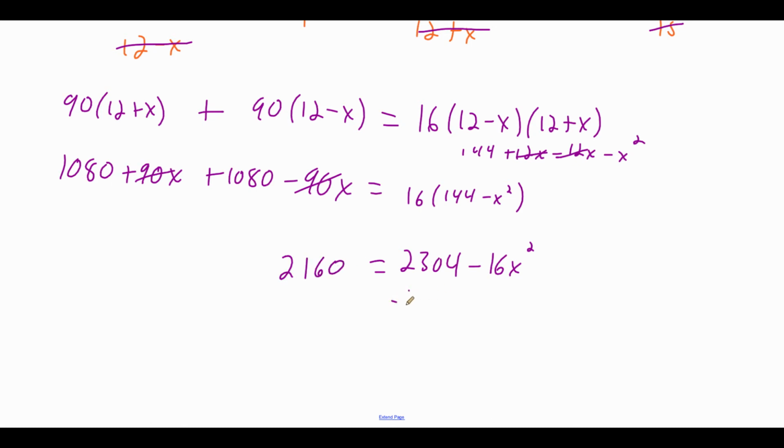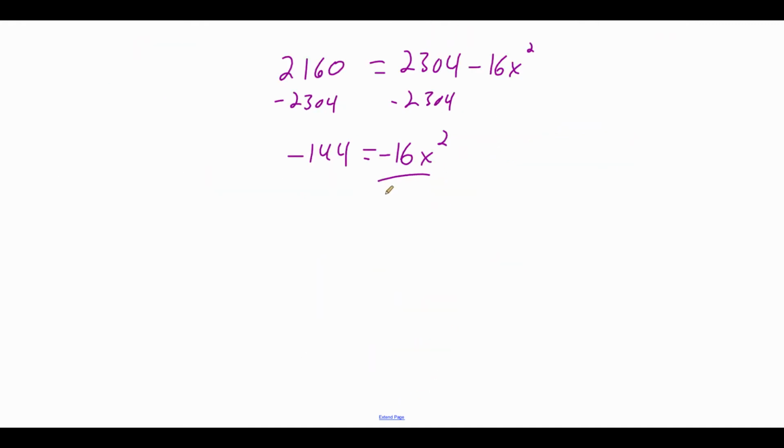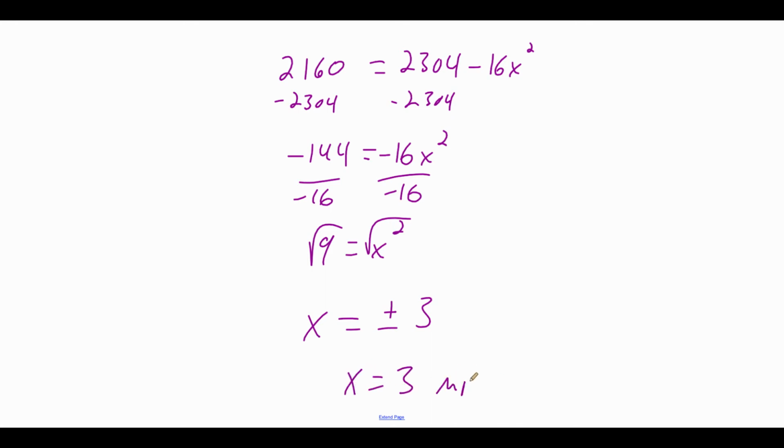Now I'm going to subtract that 2304 over to the left-hand side, and we're going to get negative 144 equals negative 16x squared. Then if I divide that negative 16 over to the left-hand side, we're going to get 9 equals x squared. But then in order to get rid of the squared, we're going to have to square root both sides. Now when we square root things, remember there are technically two answers. So we've got positive and negative 3. Now we have to remember this x is representing the speed of the current for our river. And we can't have a negative speed, so we're going to ignore the negative 3 and just say that the current for the river is 3 miles per hour.